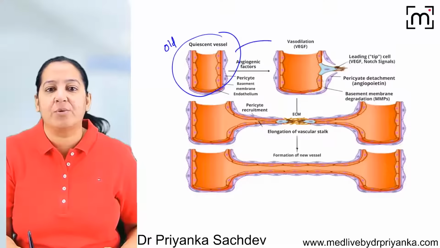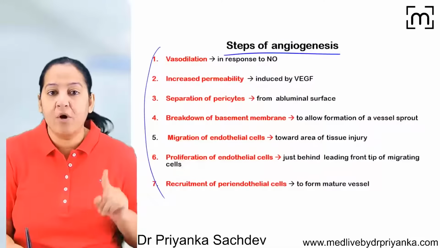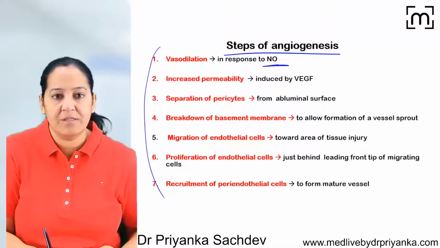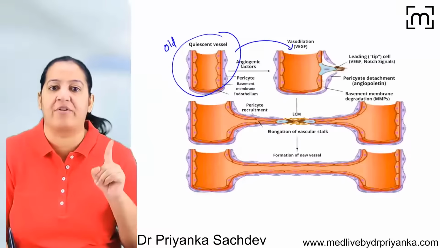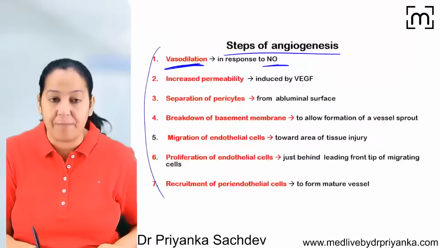The first step is vasodilatation. The old blood vessel gets vasodilated. Number 1, because of nitric oxide. So the first step is vasodilatation because of nitric oxide. The second step is increased vascular permeability.